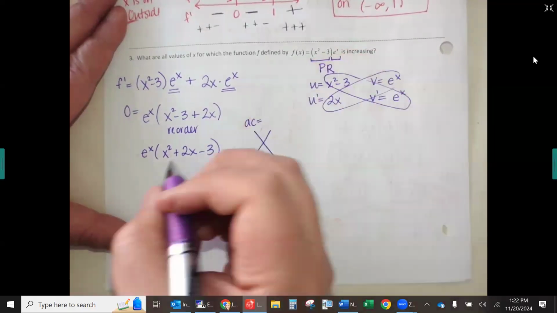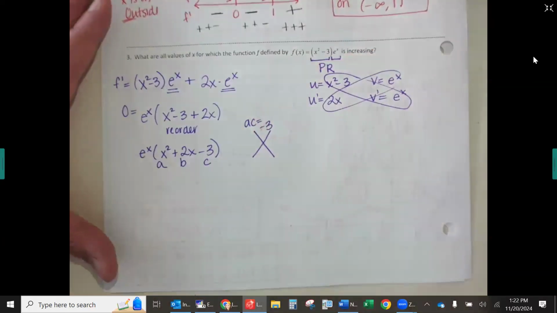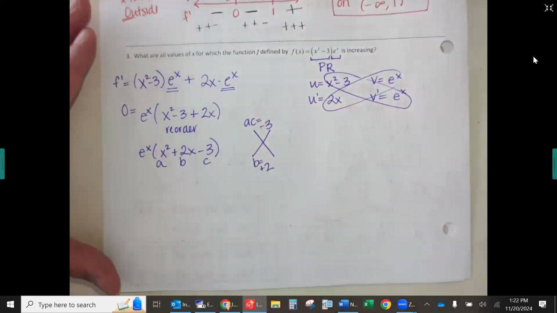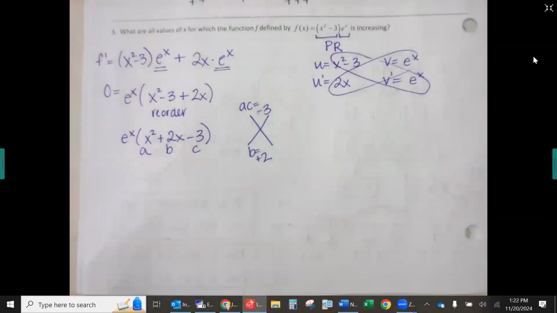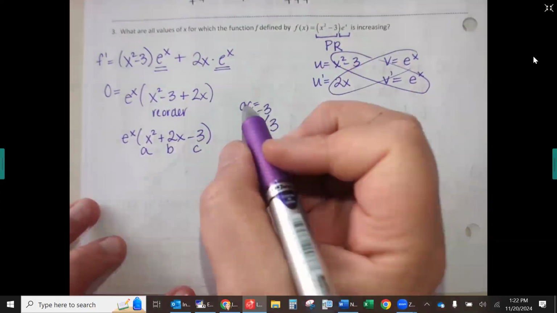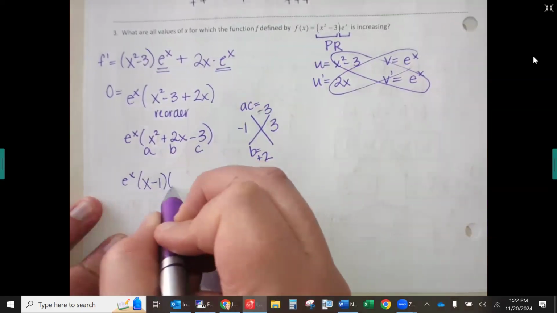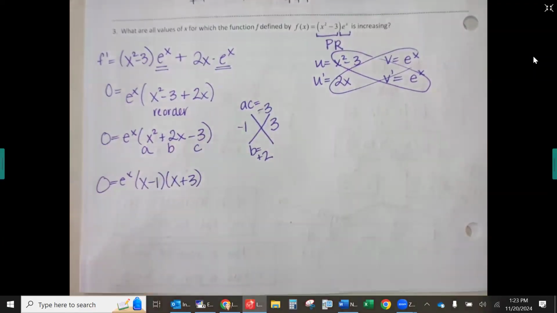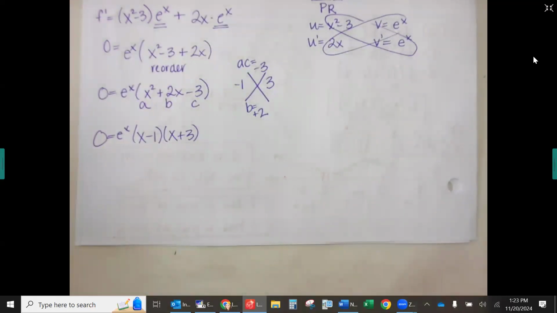My AC number is going to be 1 times negative 3. And my basement number is a positive 2. What's the only way to times the 3 since it's prime? 1 and 3, very good. And if I want to keep the 2 as a positive, where should I put the minus? One side, very good. So I'm going to have e to the x, (x minus 1), and (x plus 3). Remember, all along this has been equal to 0. All right, the solutions to this equation are called the what?